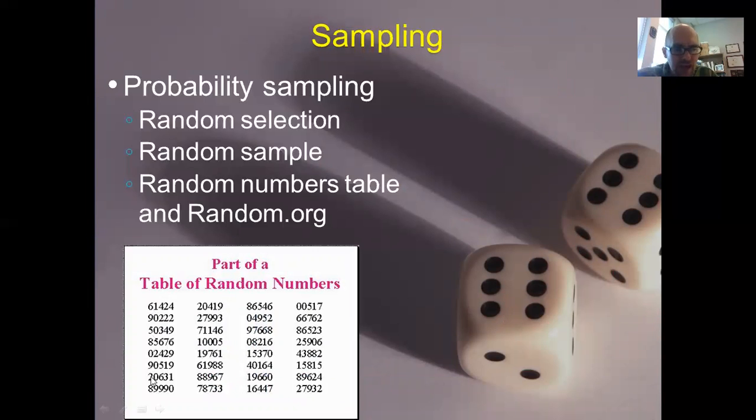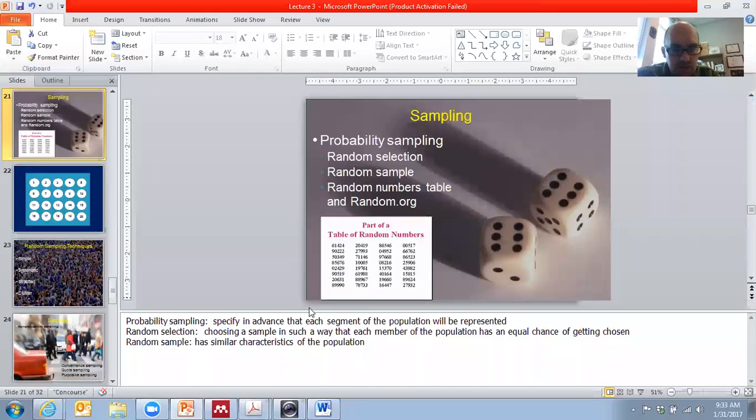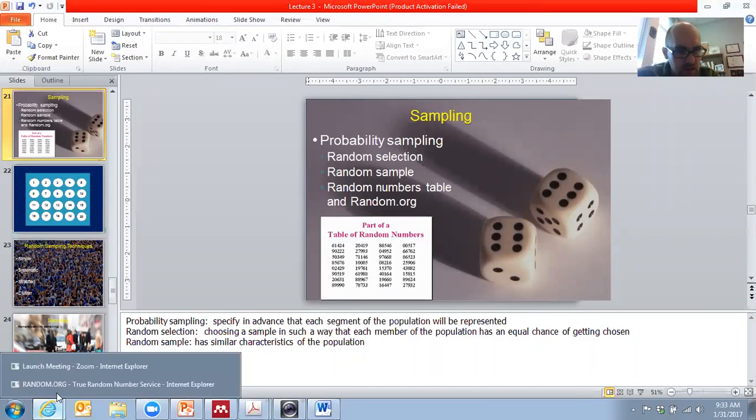We could have gone down, we could have gone across like this. It doesn't really matter where you start because it's all random. But that's essentially the way to use it. Now there's another way to do this, and you can use this website called random.org, and it's essentially going to do the same thing. And I'm going to give an example of that here, hopefully.